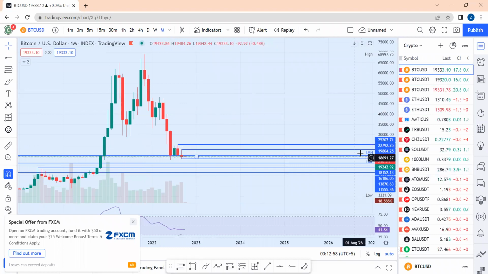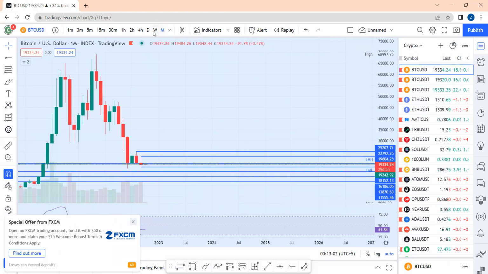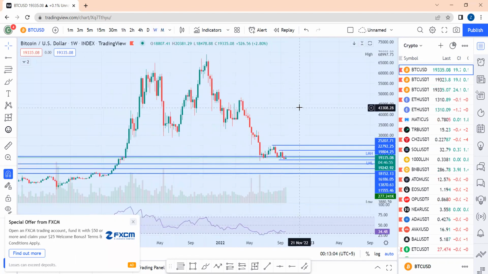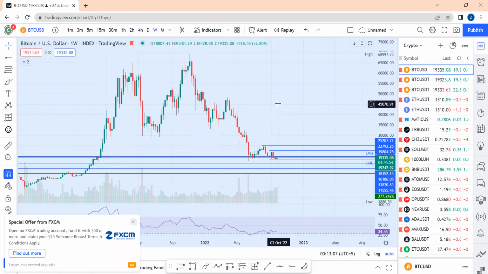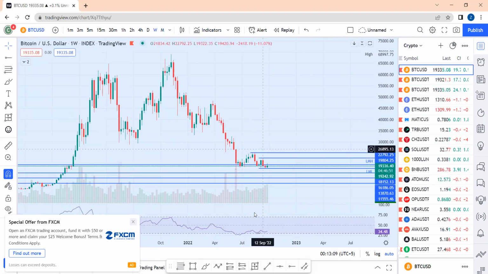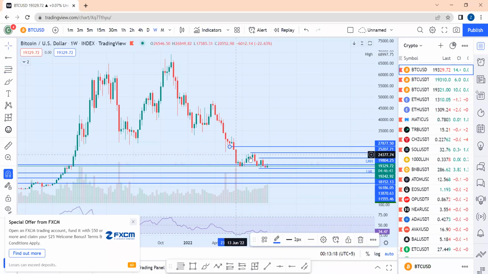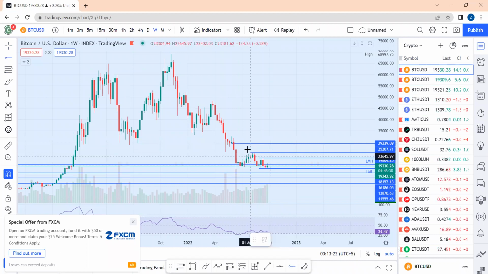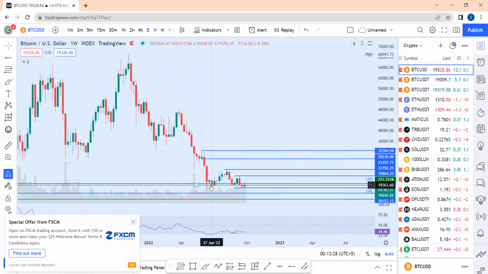So this is your last month high and last month low. Now, if we go to weekly, you can still see that we are in the downtrend, and the only green weekly we had was here. Actually, I want to mark this as well. And this is your green week before the continuation of the downtrend. And then we had the bear market rally.